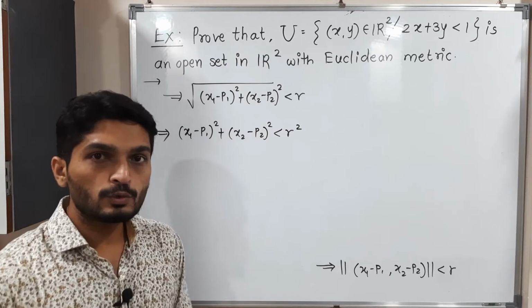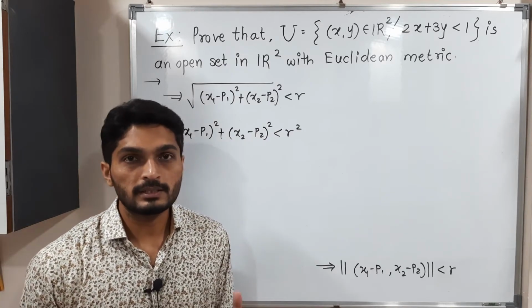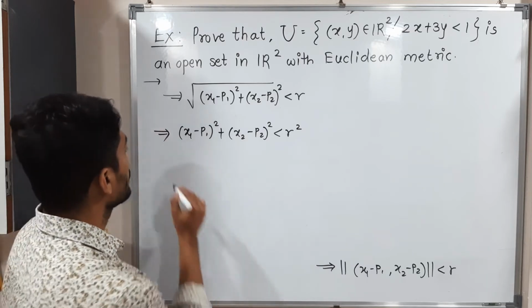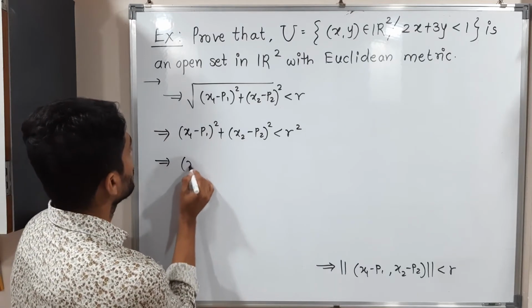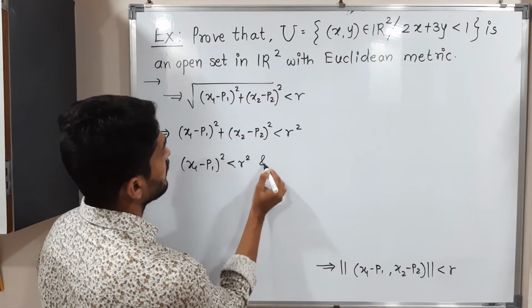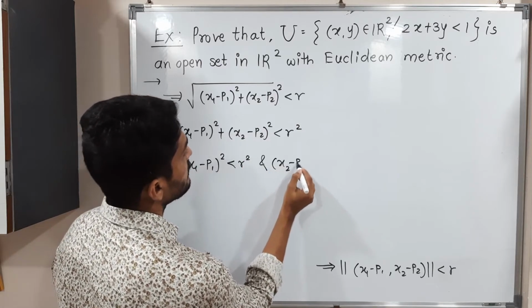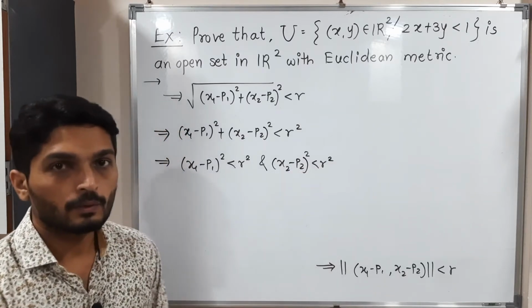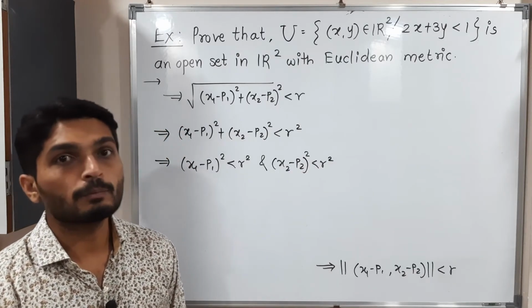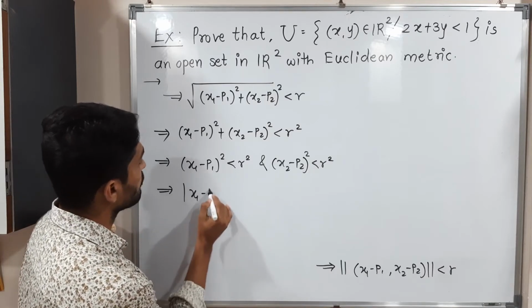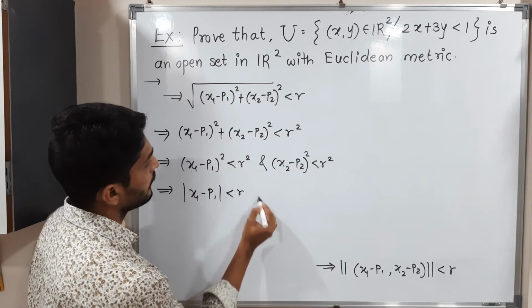The sum of these two non-negative numbers is less than r square. That means each of them should be less than r square. So that's why (x1 minus p1) square is less than r square, and (x2 minus p2) square is also less than r square. Okay, so I will take the square root of both sides. What will happen? Positive square root, so that's why mod will be there, and this side also.